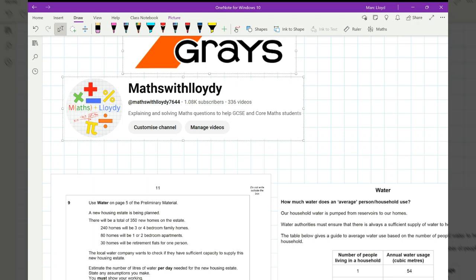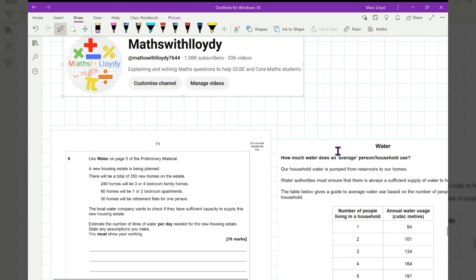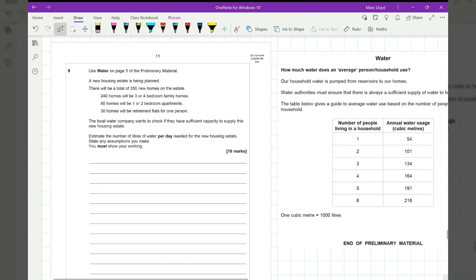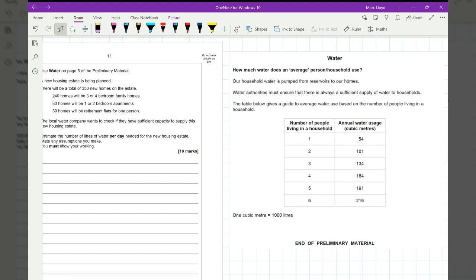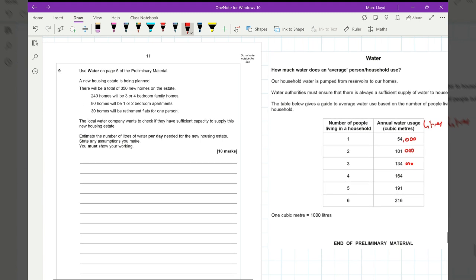Hello. So, question number 9, the final question on this paper, and it is a 10 marker. So, let's have a look. We've got use water on page 5 of the preliminary material, and it says how much water does an average person household use? And then we've got these figures down here. Now, if I want to convert these to litres, we are just adding 3 zeros on at the end of all of those. And that's because 1 cubic meter is equal to 1,000 litres.